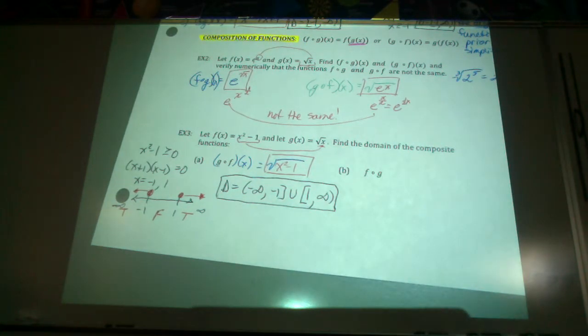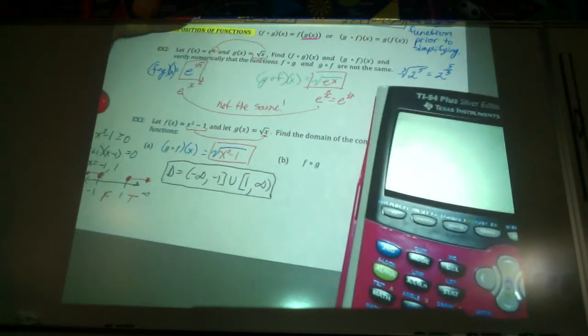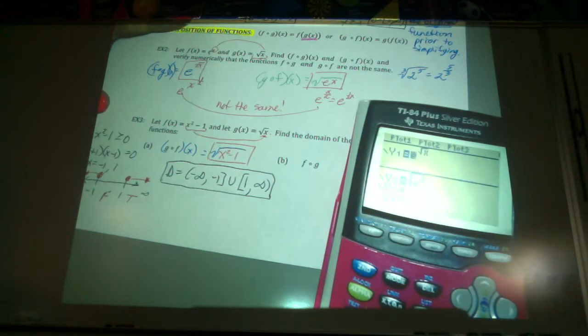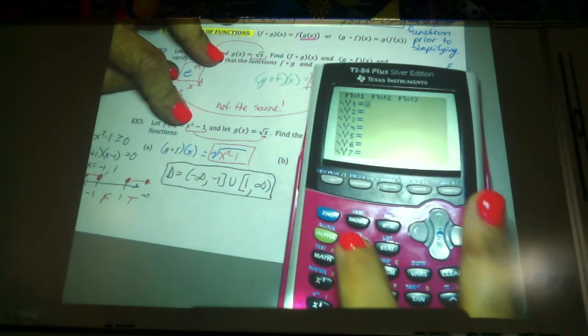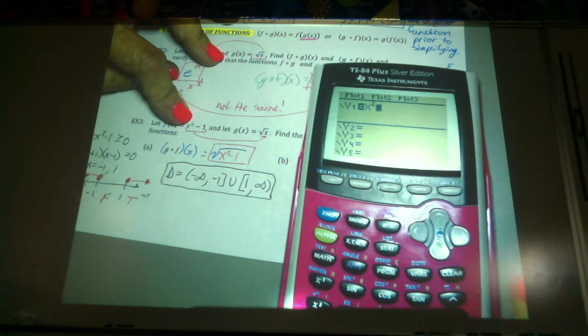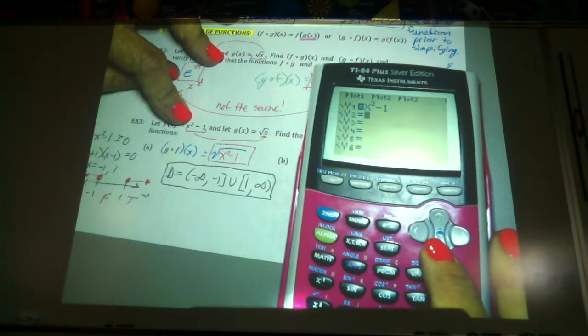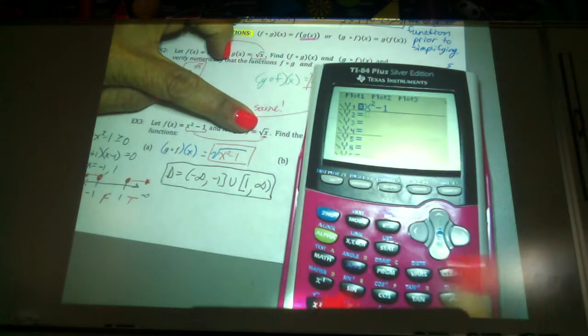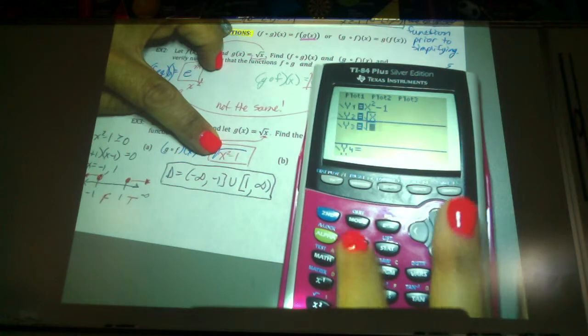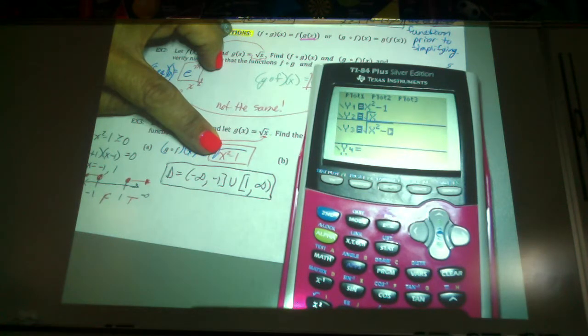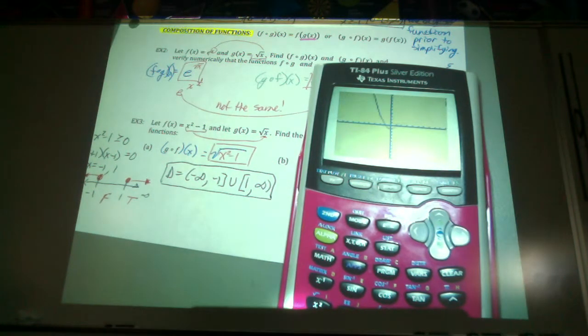Not that much different than what you've been doing. Right? Now, if we graph this, we can check. Actually, graph your composite separately. We've got x squared minus 1. And then we've got your square root of x. And then the composite is the square root of x squared minus 1. So here's the first graph. That's your x squared minus 1. There's your square root of x.